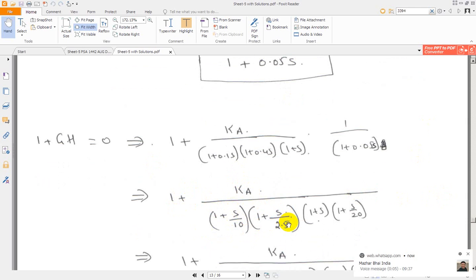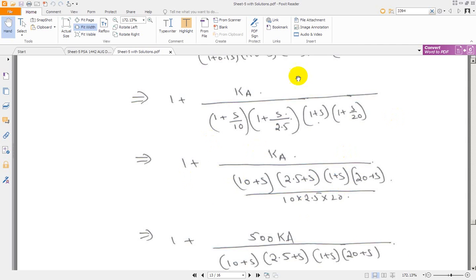When you evaluate this, you will get KA divided by 1 plus S by 10, 1 plus S by 2.5, and so on. I am writing this in the simplest form. 0.1 can be written as 1 by 10, 0.4 can be written as 1 by 2.5, and the term 1 plus S is already there. What we want is that the coefficient of S should be 1, alone. So I am writing it as S by 10, S by 2.5, S as it is, and 0.05 S can be written as S by 20. This complete thing can be written with denominators 10 plus S over 10, 2.5 plus S over 2.5, 1 plus S already there, and 20 plus S over 20.